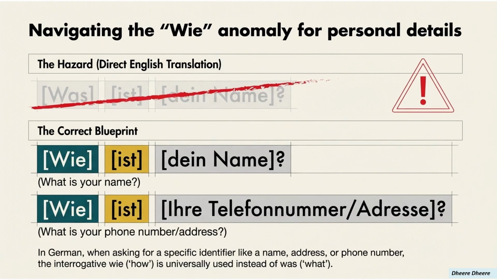As you can see, the usage of most question words in German is very similar to English, but there are some deviations. The German interrogative wie, meaning how, is also used when we ask for someone's name or address. Please note that it is incorrect to use was, meaning what, in such questions. Here we have the examples. Wie ist dein Name? Which means, what is your name? Wie ist Ihre Telefonnummer oder Adresse? Which means, what is your phone number or address?